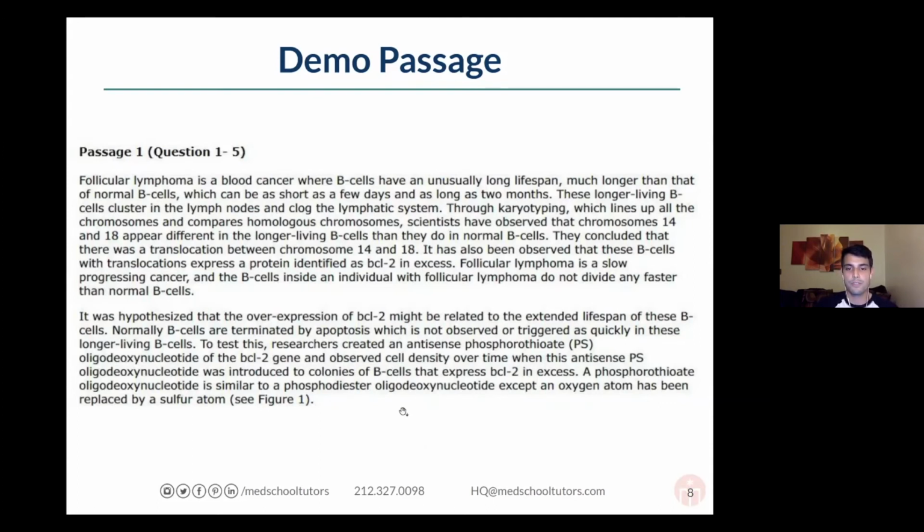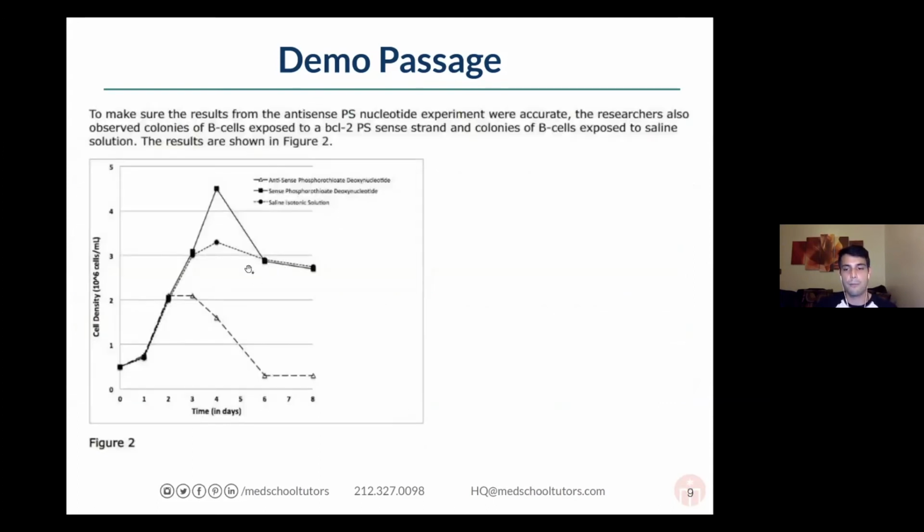And then to move on, there's just a little bit more in that passage. It says, to make sure the results from the antisense PS nucleotide experiment were accurate, the researchers also observed colonies of B cells exposed to a BCL2 PS sense strand and colonies of B cells exposed to saline solution. Okay, so they just introduced two other groups to us. The results are shown in figure 2.